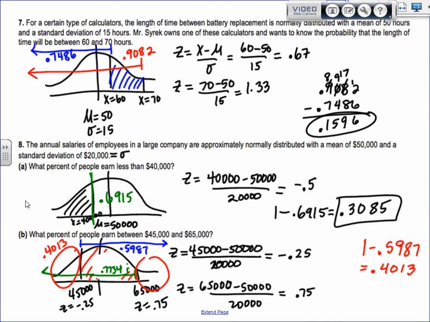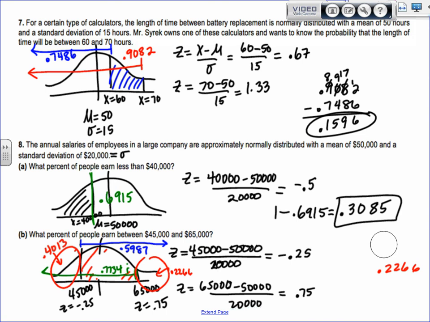And then the other one is 1 minus 0.7734. So that's going to be 0.2266. So those are the tails.